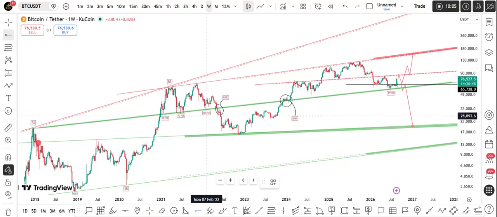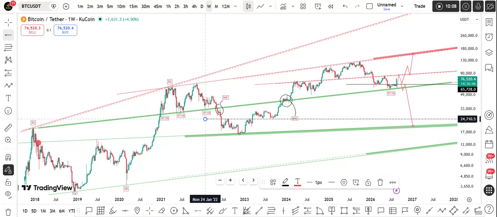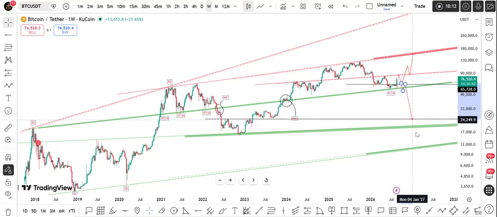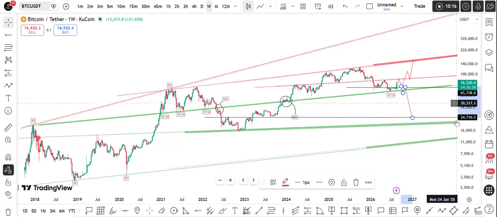It's not like we're going to fall outrightly that way, because we have a series of support structure also on weekly time frame. So price could even stop here at 24,000 to react. So this is basically the structure of the market.